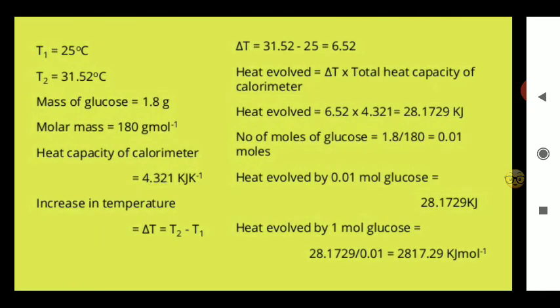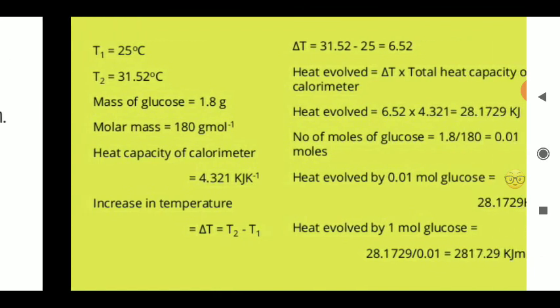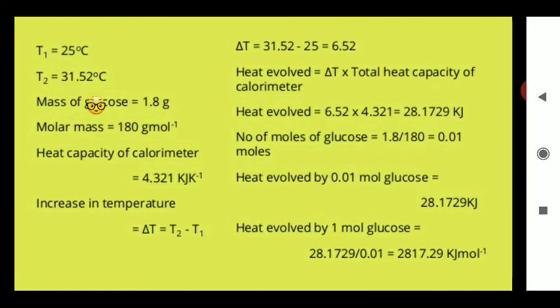After this, suppose the initial value T1 is 25, and T2 is 31.52. Mass of glucose is 1.8 gram, and molar mass of glucose is 180. C6H12O6 is the basic formula of glucose, by which the molecular mass becomes 180 gram per mole. The heat capacity of the calorimeter is 4.321 kilojoule per Kelvin. The increase in temperature ΔT becomes 6.52.